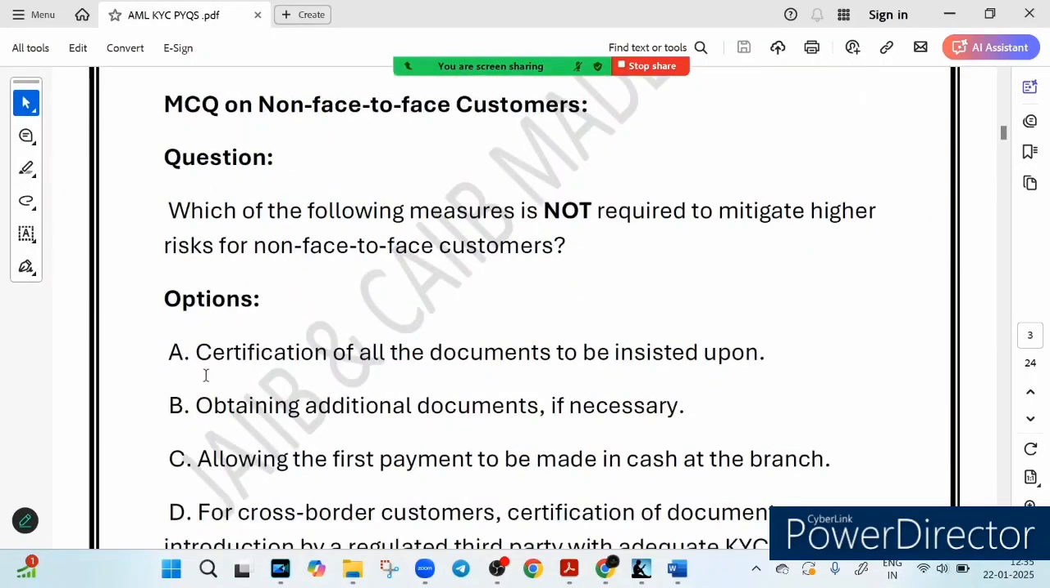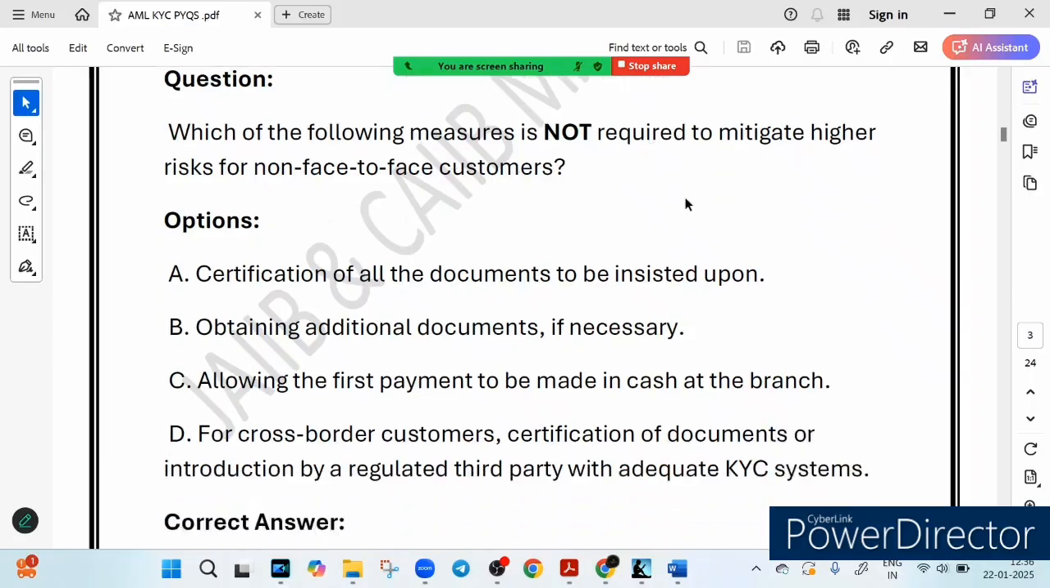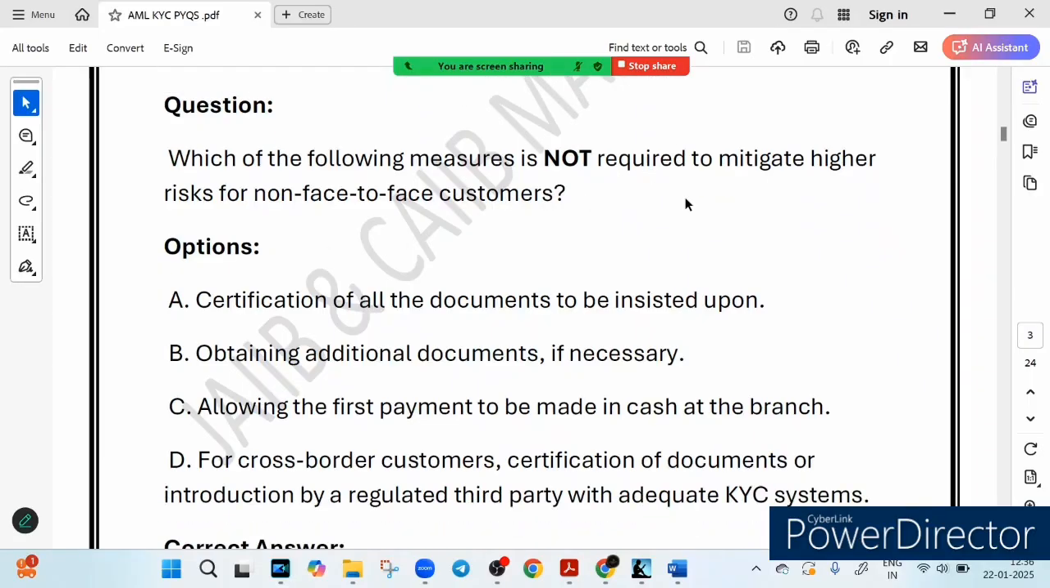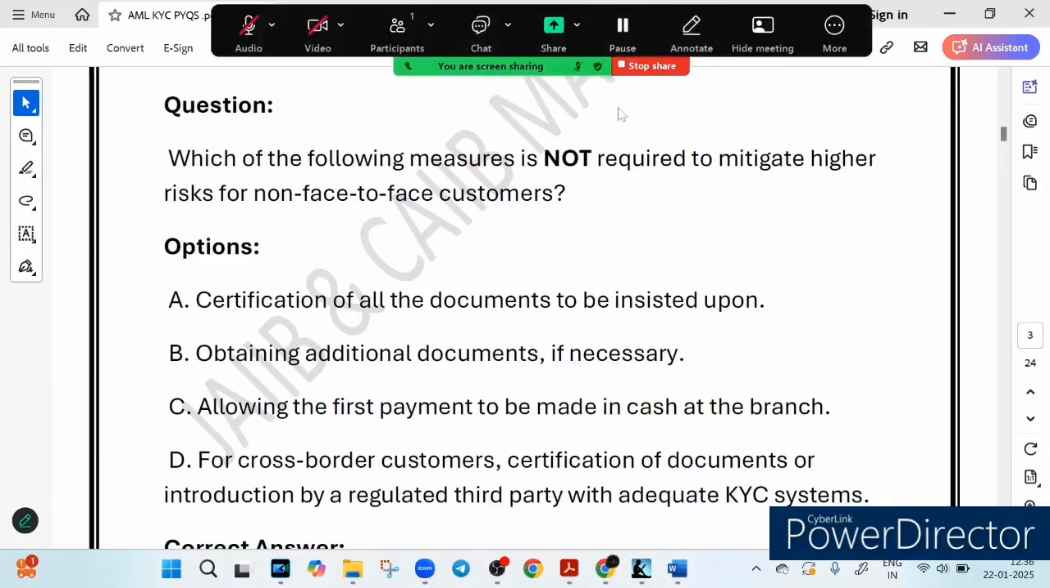The next MCQ that we have is for the non face to face customer. So the question is how to handle the high risk associated with the non face to face customer. You can see: which of the following is not required to mitigate high risk for the non face to face customer? Not required. So remember, I have highlighted the words not required.